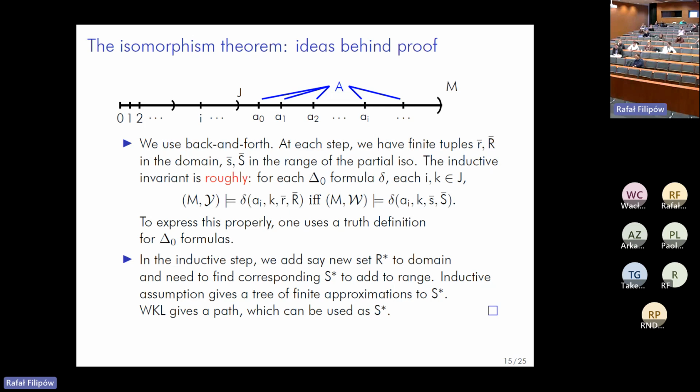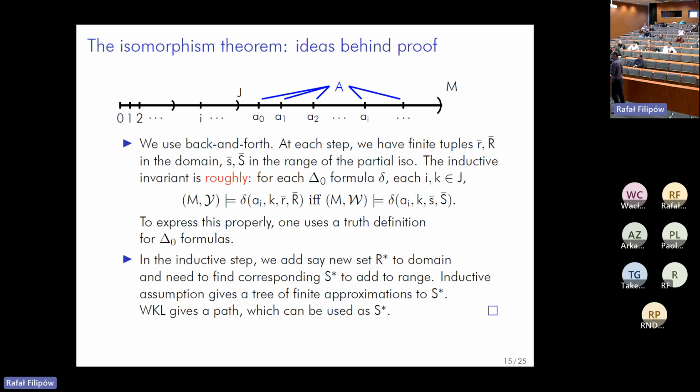How do you add new elements to the domain and range of the finite partial isomorphism so as to preserve the inductive invariant? And here is where weak König's lemma is essential. I mean, this is false without weak König's lemma. The idea is that there's a step for adding a number to the domain or to the range. I won't mention that. The interesting issue is for adding a set.